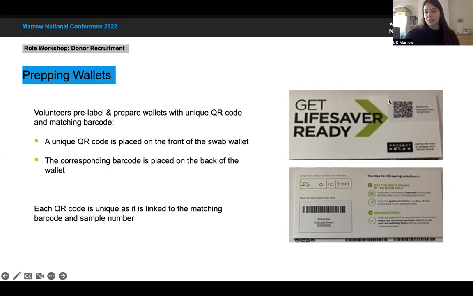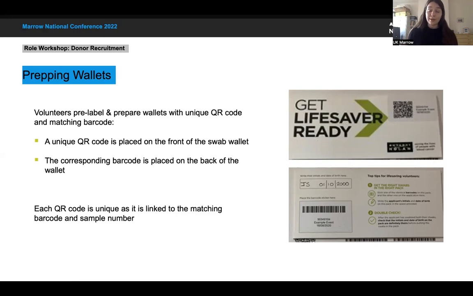So when somebody scans a QR code to take them to the application, their application will be linked to this QR code, and so to this wallet, because the QR code is stuck on this wallet. So once they complete their application, it will be linked to this QR code and the applicant ID that is on this QR code. And if the sample ID barcode on the back of this doesn't match, then we run the risk of the application and the swab not actually matching up, and our labs won't process the sample.